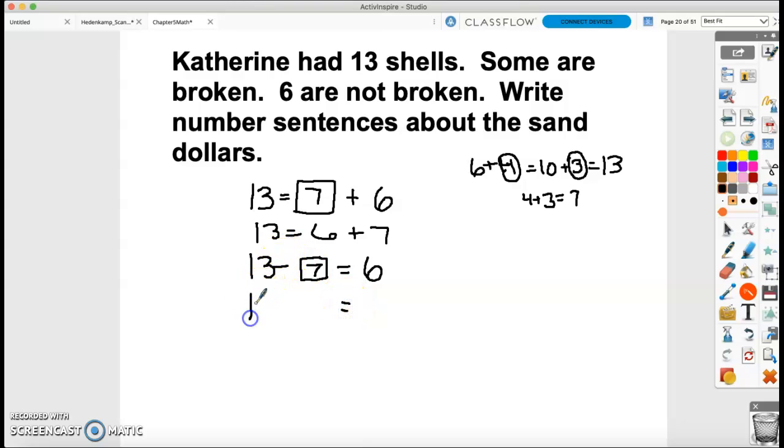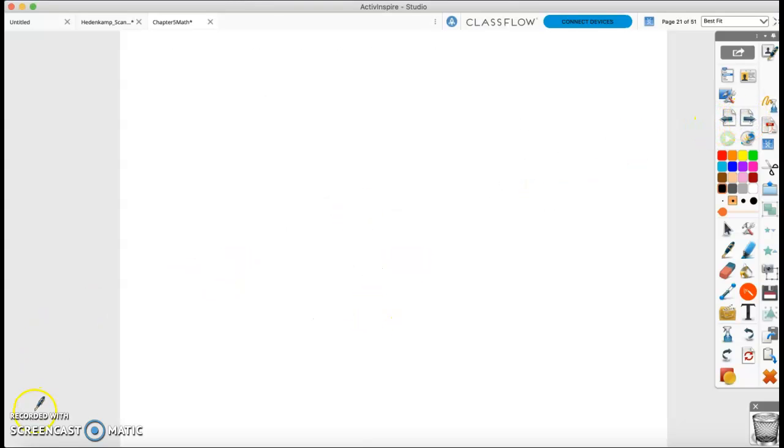I'm always going to start with 13 when I subtract. Minus, well, I took away 7 last time, so this time I can take away the 6 broken ones and come up with my 6 not broken equals my 7 broken. Awesome job learning today.